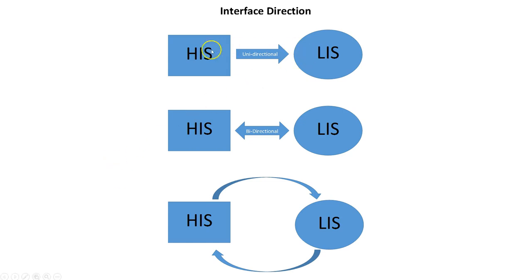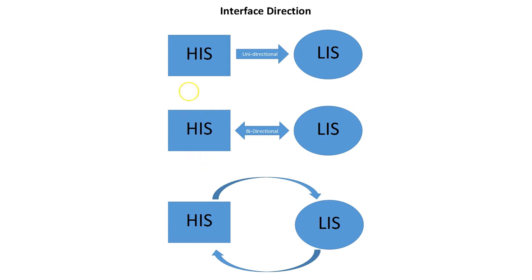You could have a unidirectional interface, right? All the data flowing from the HIS to the LIS. That may or may not work in the real world. You can have a bidirectional interface where data flows from the HIS to the LIS, and then from the LIS to the HIS, and then back and forth. Again, remember, it can only go in one direction at one time. It can't go in both directions at the same time.